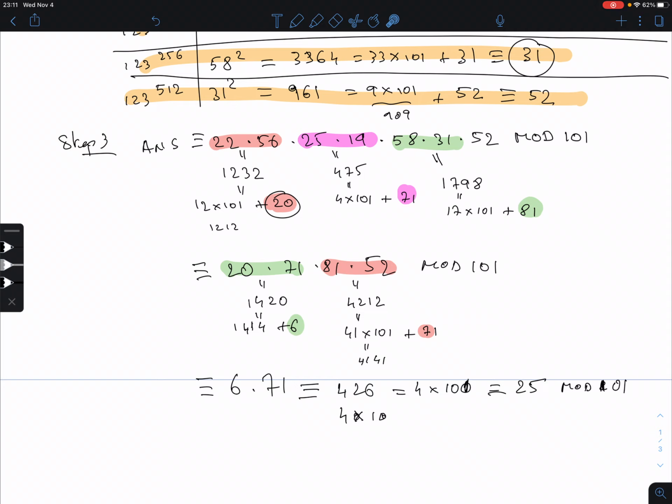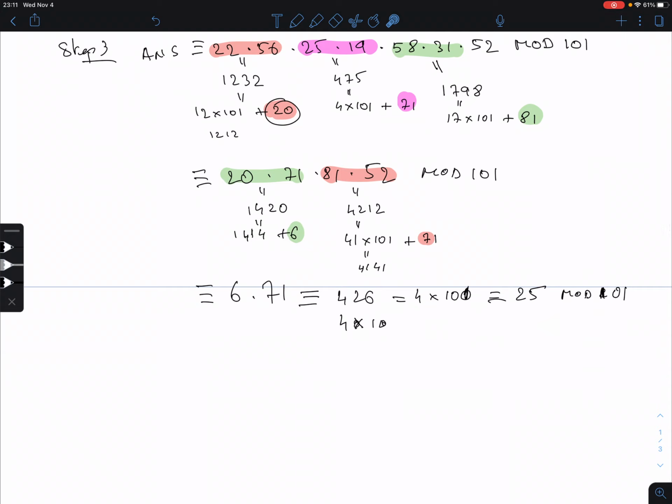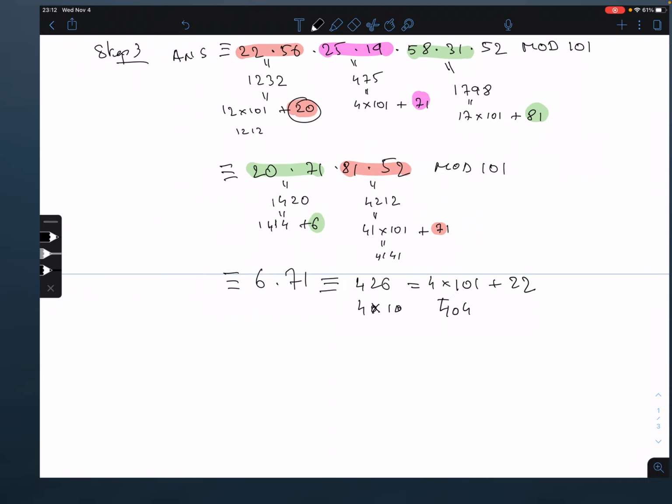71 times 6 is 426. That is 404. Oh, this is 404. Wait, what did I say? Well, it's the very, very last step where I made a mistake. It's 4 times 101, so this is 404. So what is missing is 22. And that's the answer, right?